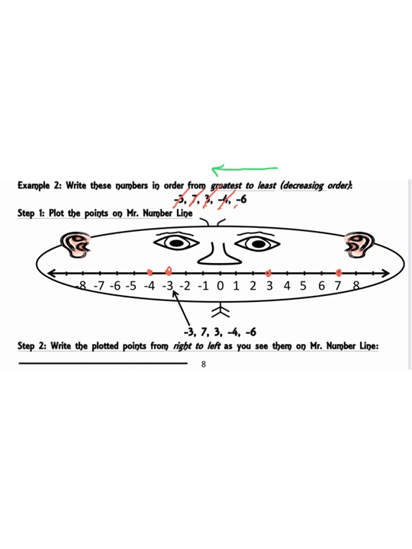-4, and -6. And if I'm going to go from greatest to least, I start over on the right-hand side, and I want to order them going over to the left. So this is different than the last one that we just did. So we're going to start with our largest number, which is 7, followed by 3, then -3, then -4, then -6. This is the greatest at 7 down to the least or the lowest at -6.